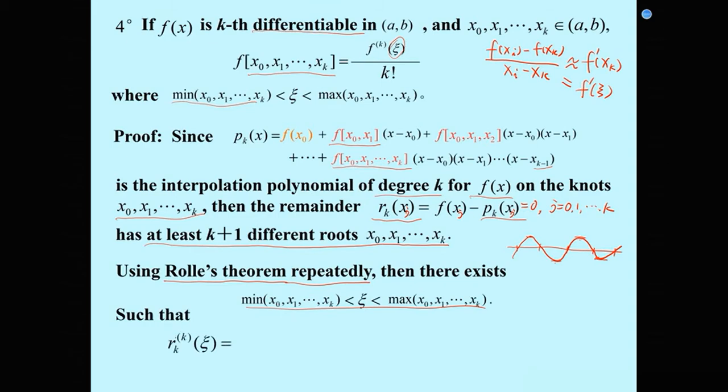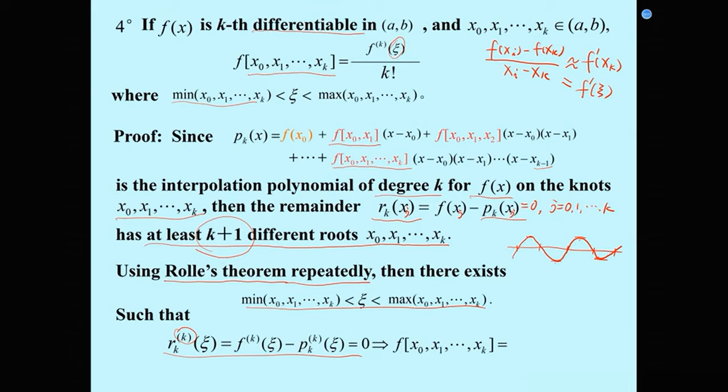Such that the k's order derivative of the remainder is zero. Because we have k plus one roots. Here we have 5 zero points, we have 4 zero points for the first order derivative. Then continue. At last, we have c for the k's order derivative, a zero point.